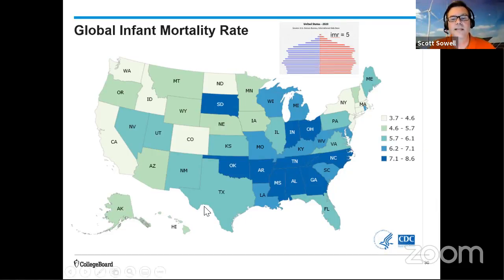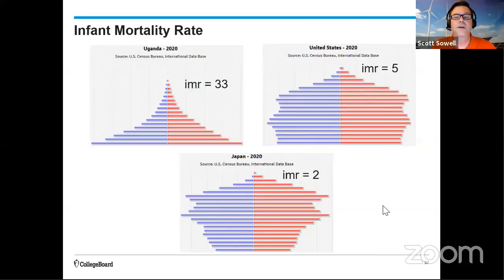And so the infant mortality rate actually is different in different parts of our country as well, for socioeconomic reasons and other reasons as well. So here are the 3 countries that we've been looking at. The infant mortality rate is 33 in Uganda. That means out of every 1,000 live births, 33 do not make it past their first birthday. Whereas in the United States, it's an average of 5, and in Japan, it is 2.